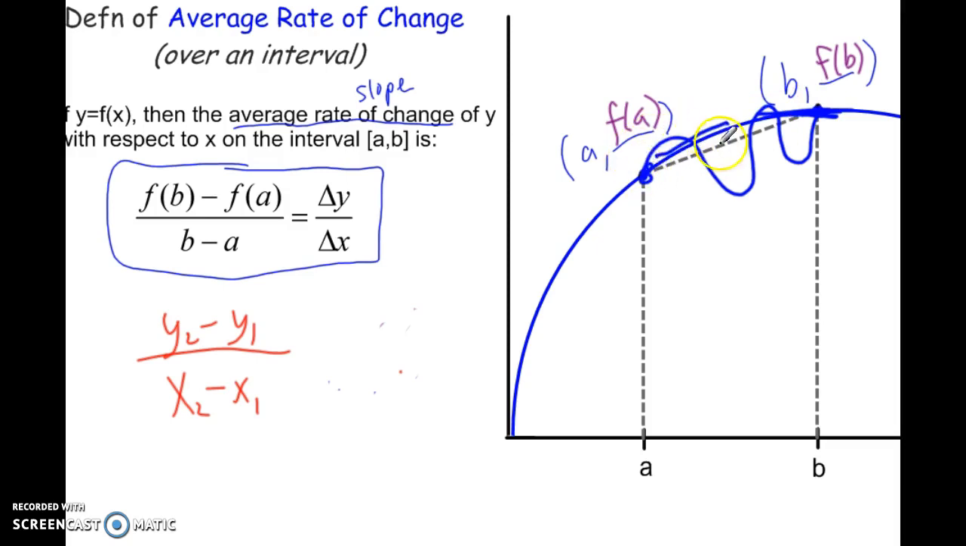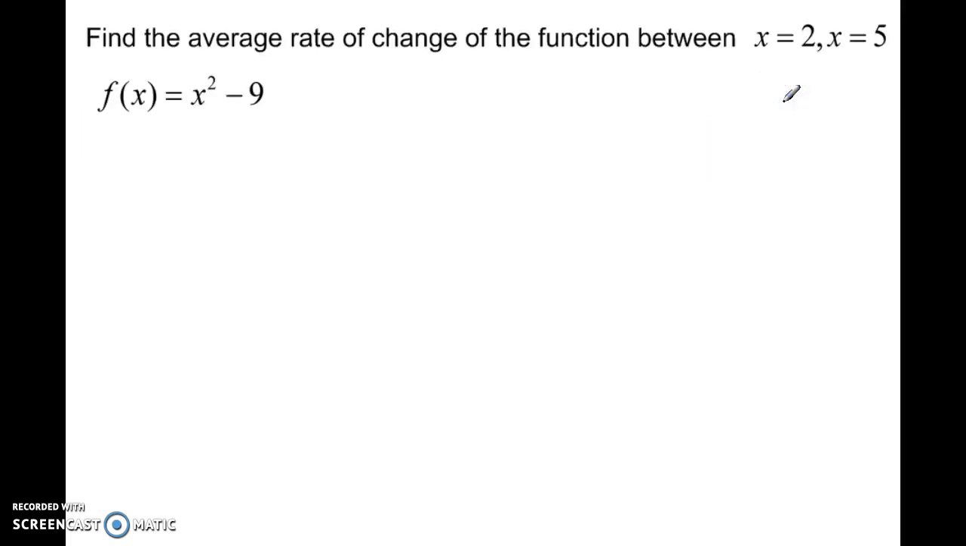So you could be increasing, decreasing, increasing, decreasing, but the average would be just the slope between those 2 points. And so that's basically what we're finding here, the slope between 2 points. So let's use this to find the average rate of change for the function between x equals 2 and x equals 5.